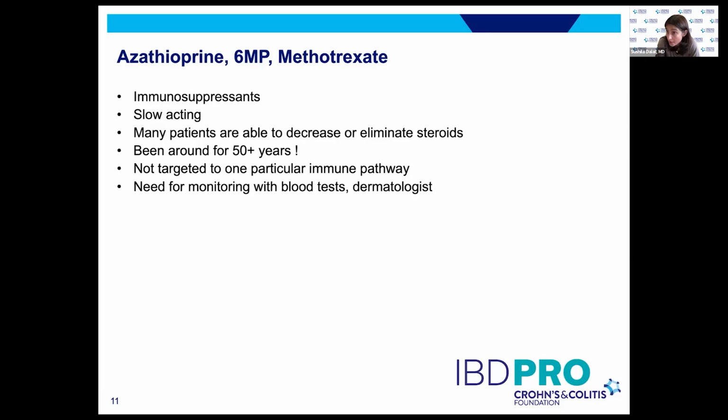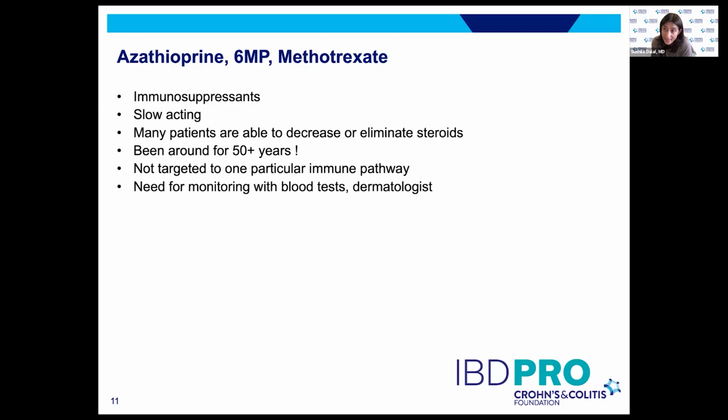With that comes more risk. We know that there's an increased risk of non-Hodgkin's lymphoma and non-melanoma skin cancers like basal cell or squamous cell skin cancer, because they're less targeted. They're slow acting, so they're not going to help in a flare. They can be used as steroid sparing agents. When I was first in training 15 years ago, we put patients on steroids and then we put them on azathioprine or 6-MP to maintain the remission that a steroid got them into.